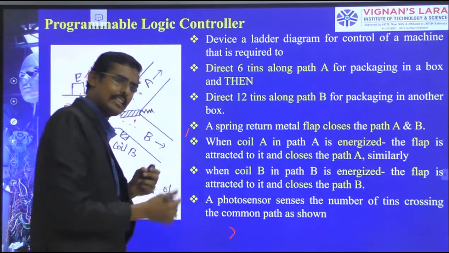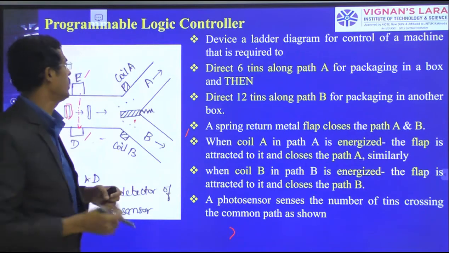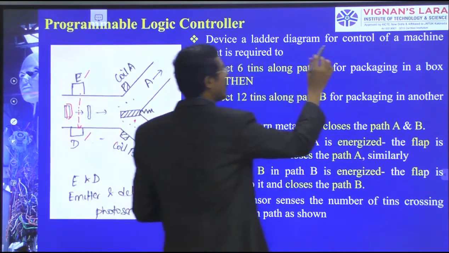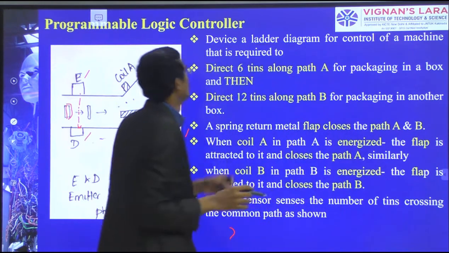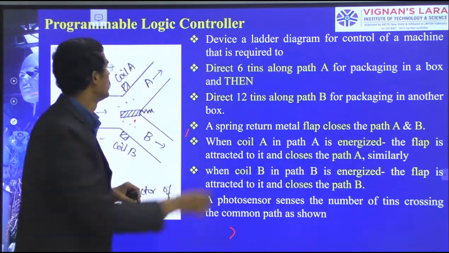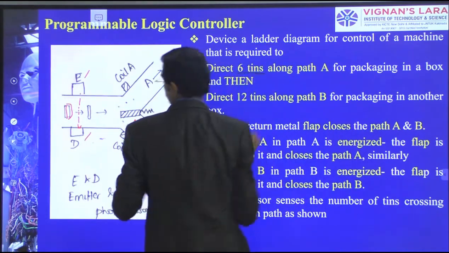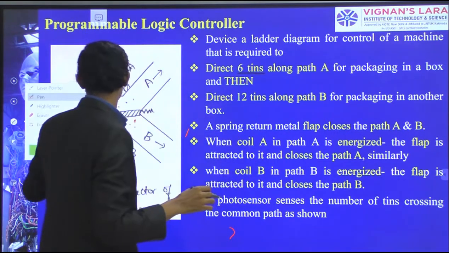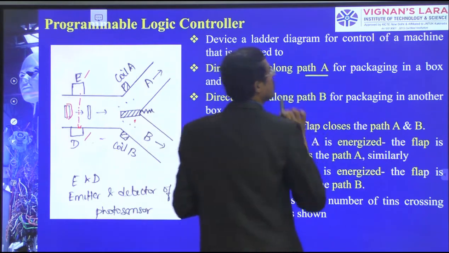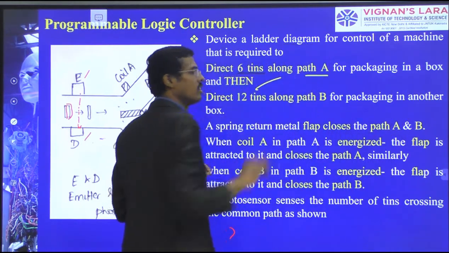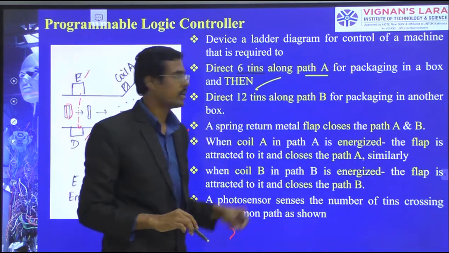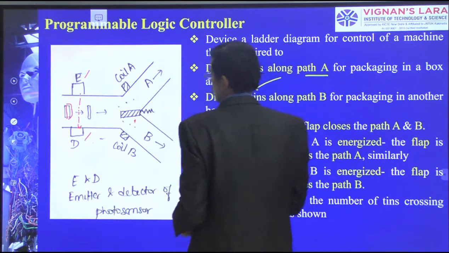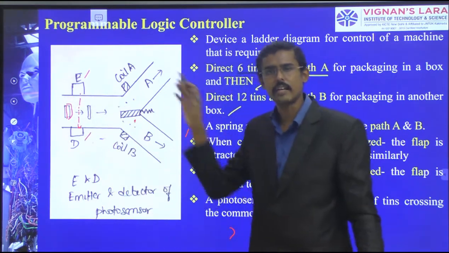I am taking some other programs. You see here, a ladder diagram for the control of a machine that is required to direct 6 tins along path A for packaging in a box, then 12 tins along path B for packaging in another box. So this is the same sensor I have taken.